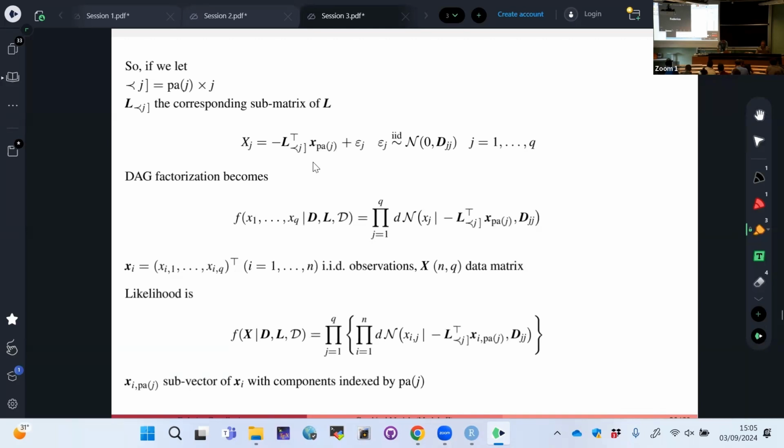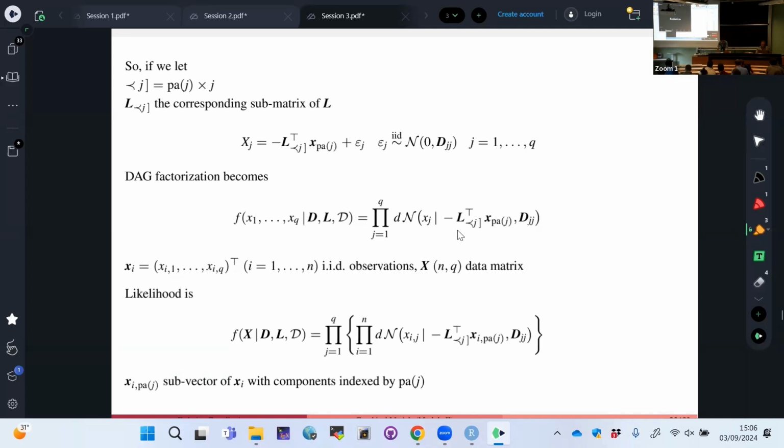So if you remember the DAG factorization, which is the factorization over nodes, then this can be written under this parameterization as a product of normal densities for xj given a linear predictor, which is minus L prime x parents of j, and conditional variance djj. So this is just another way to write the DAG factorization under the Gaussian assumption using this kind of parameterization.